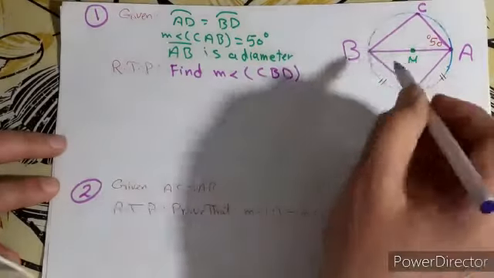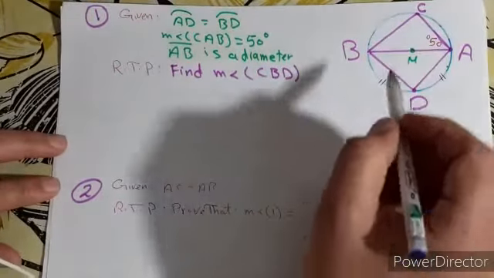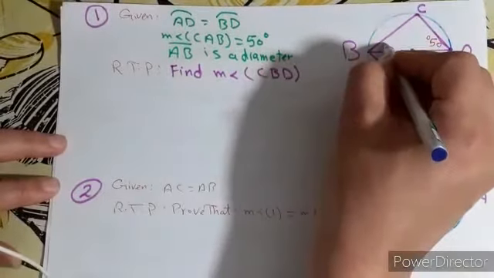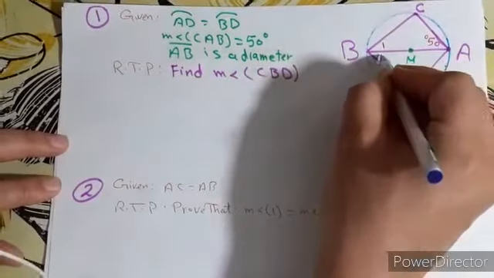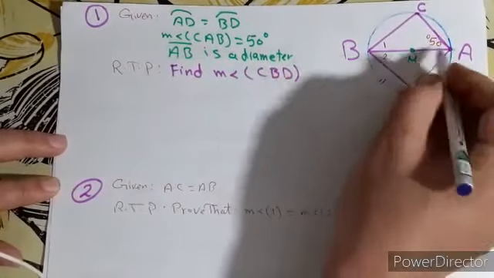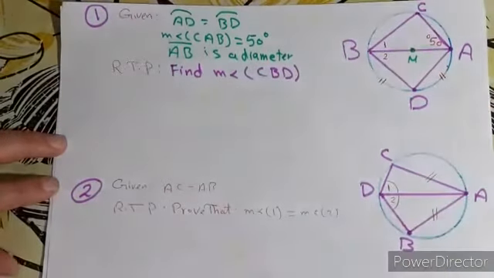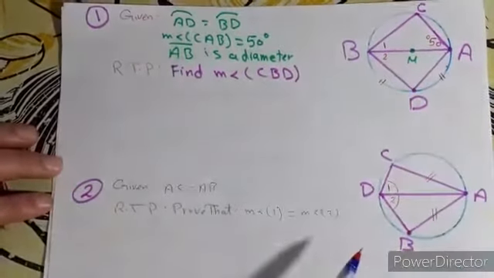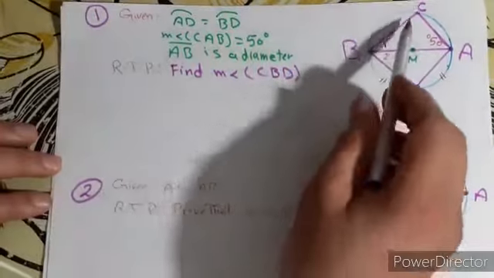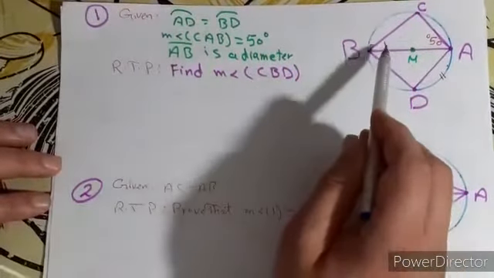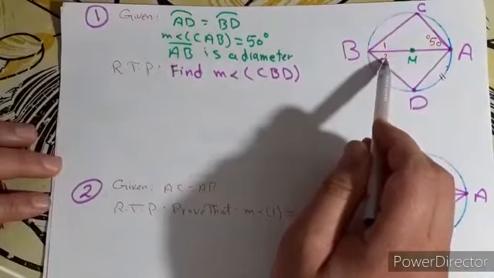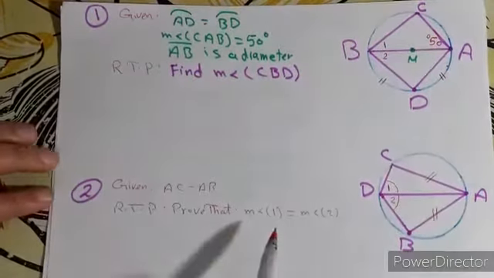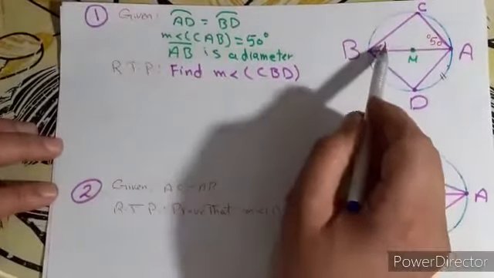This angle CBD consists of two angles: CBA, which we can name number 1, and the second, ABD, number 2. Now we have two angles, angle 1 and angle 2. To find the measure of angle CBD, we must find the measure of angle 1 and the measure of angle 2, and lastly find the sum of the two angles.